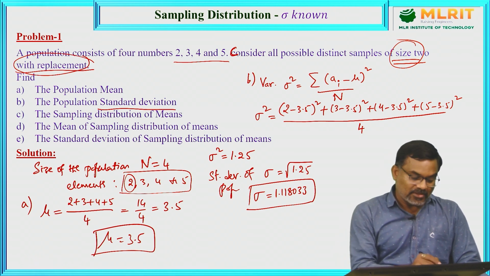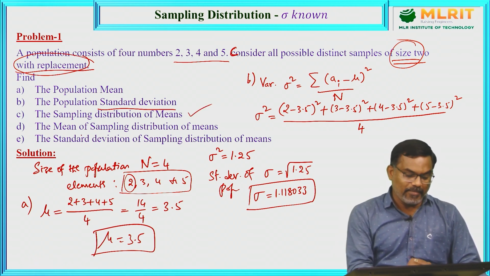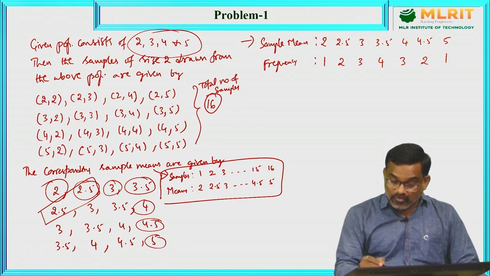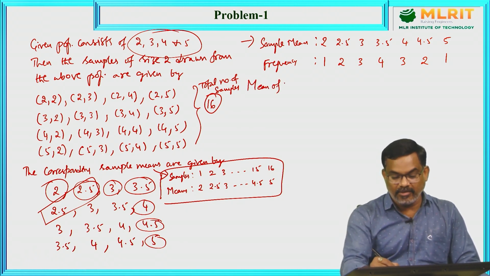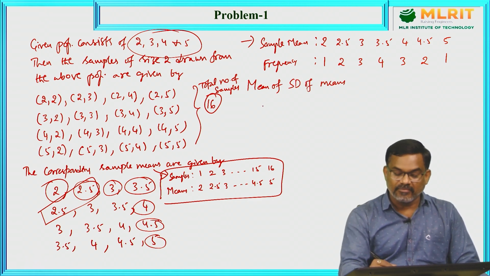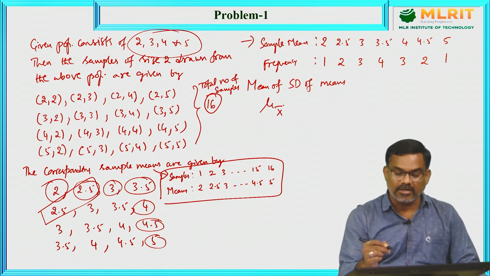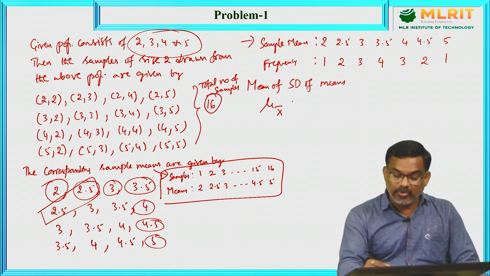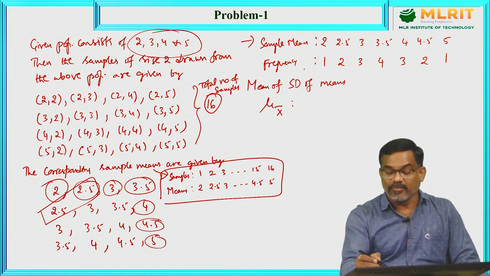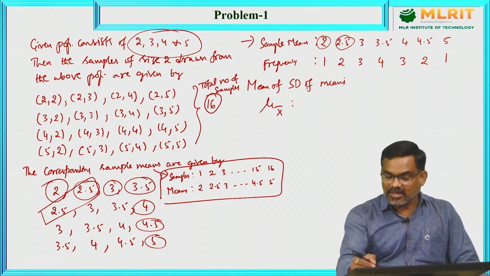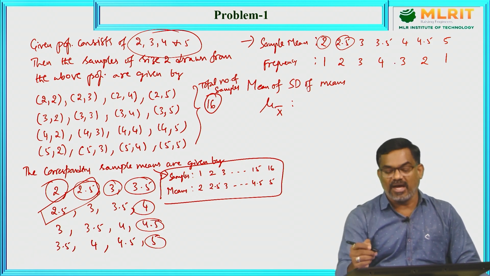Next, the third one is over. Fourth one, the mean of the sampling distribution of means. So, we have to find the mean of the sampling distribution of means, which is denoted by mu x bar. So, this mu x bar is given by the sum of all these means divided by the total number of values. But since it is a frequency distribution table, 2 is repeated one time, 2.5 is repeated 2 times. So, we take the sum of the products of these values.